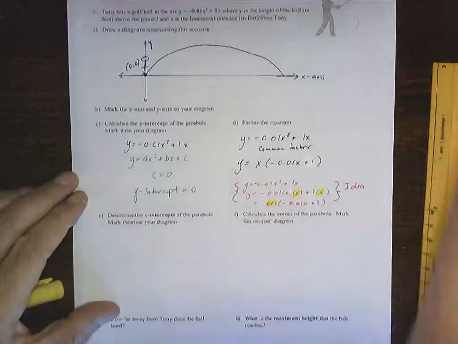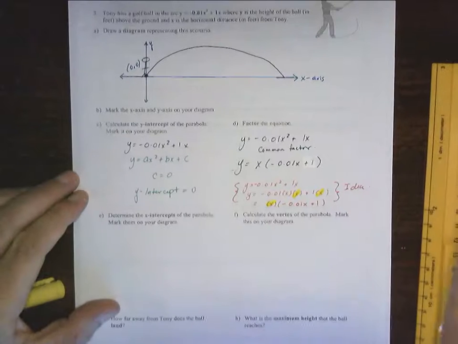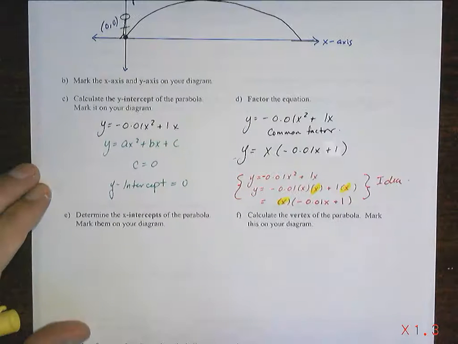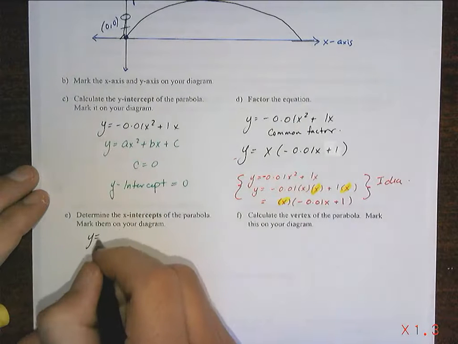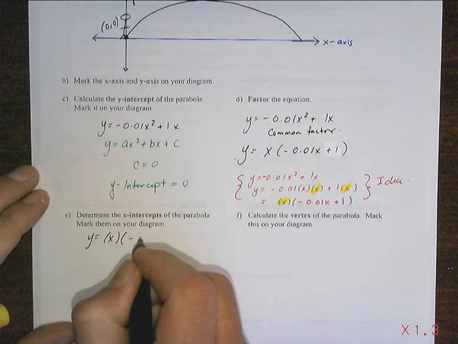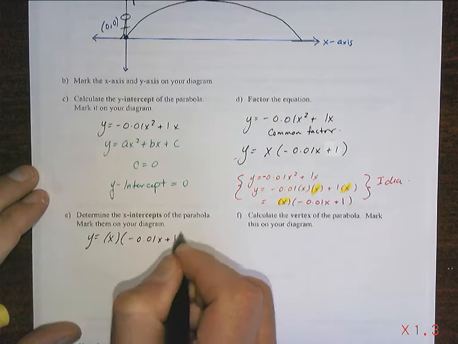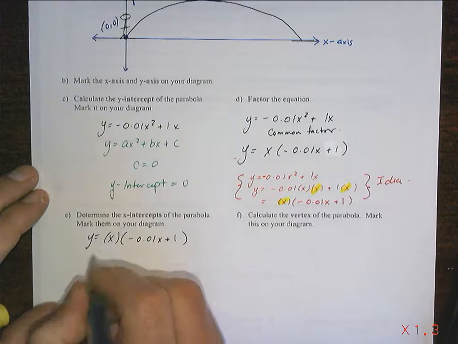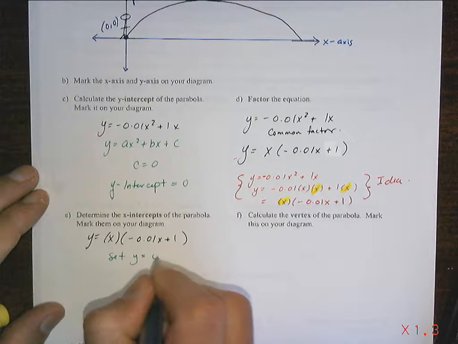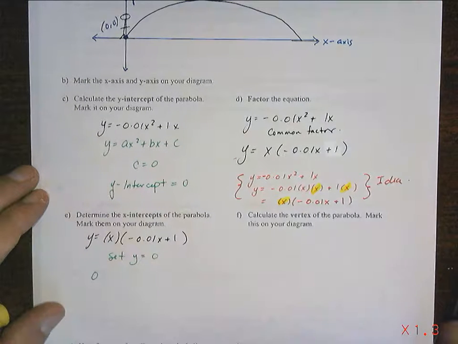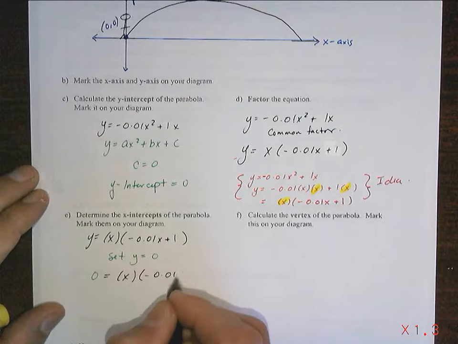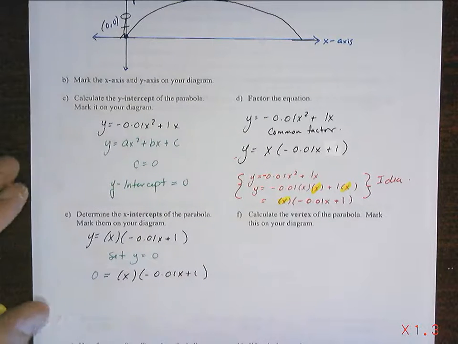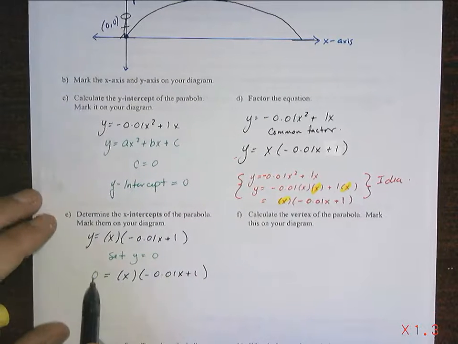Okay, let me focus in a little bit more, and let me come in a little bit more. There we go. Determine the x-intercepts of the parabola. Well, I'm going to use the factored form, and we're going to set y equal to 0. So it's going to be 0.